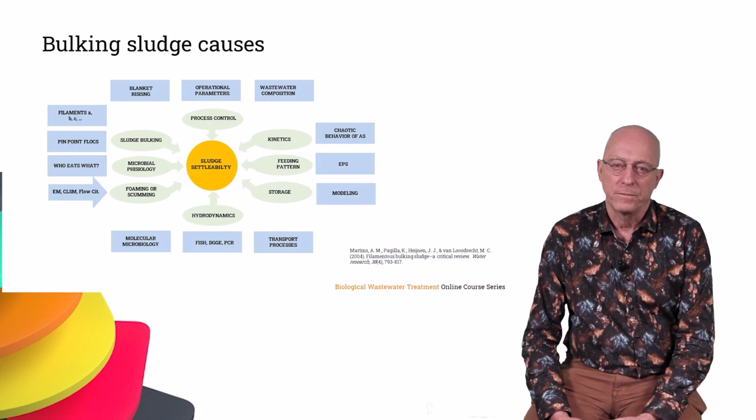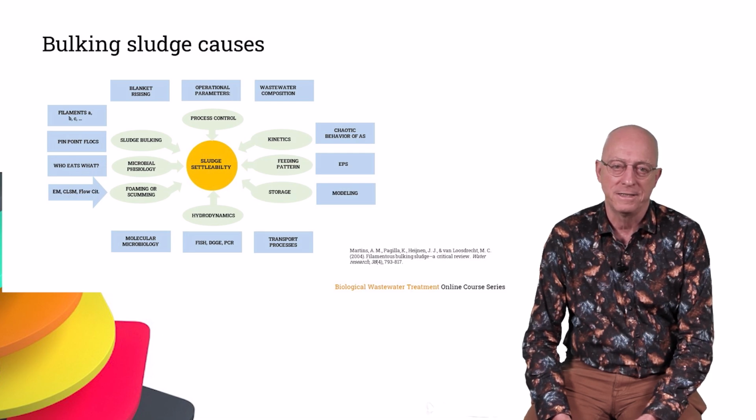Now, over time, bulking sludge has been very well studied, and many factors are of influence. I'm not going to go through this slide in detail. It's just showing what is all present in literature as aspects which influence the sludge settleability and the growth of filamentous organisms. And that is summarized in the review article which is on this slide.